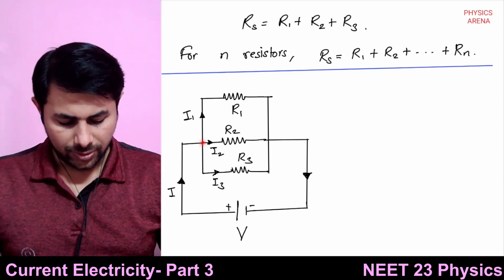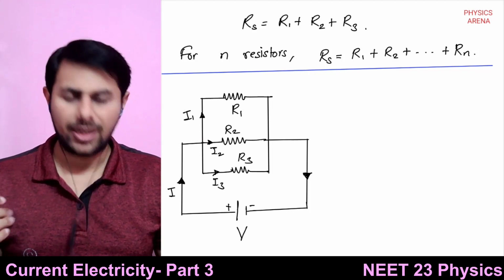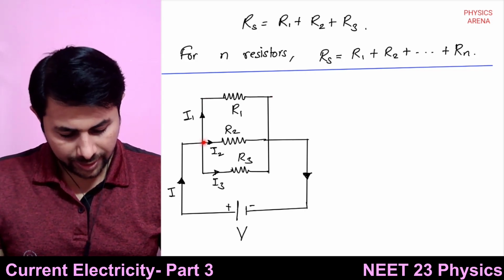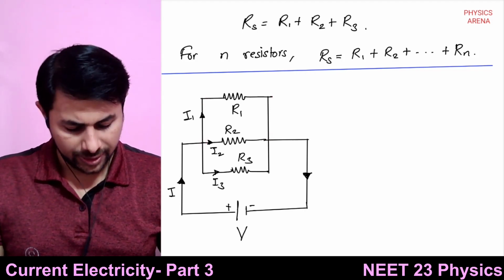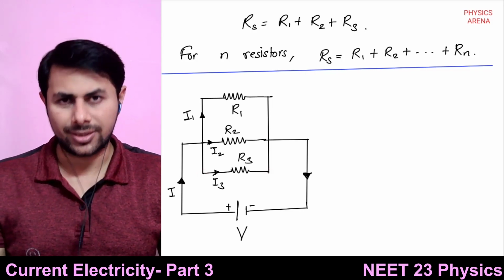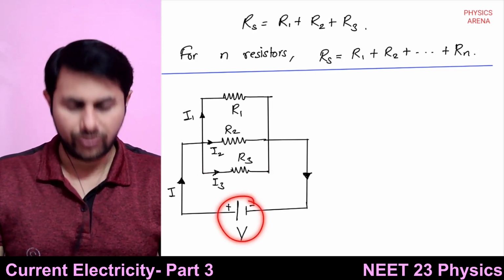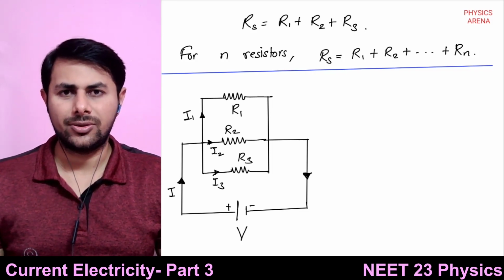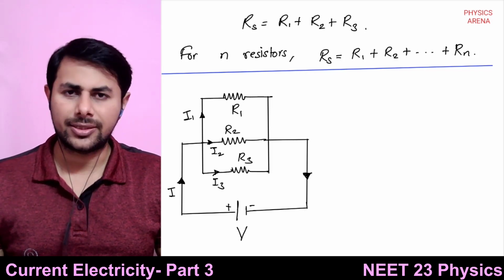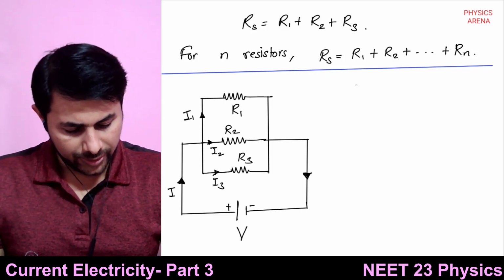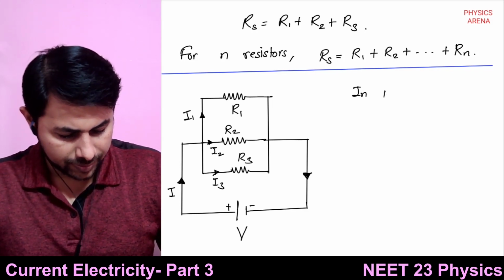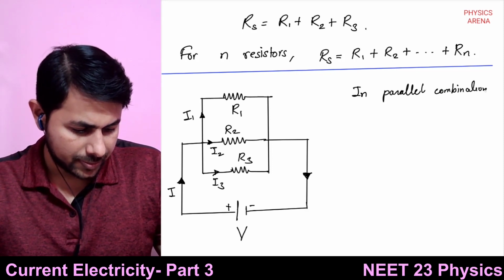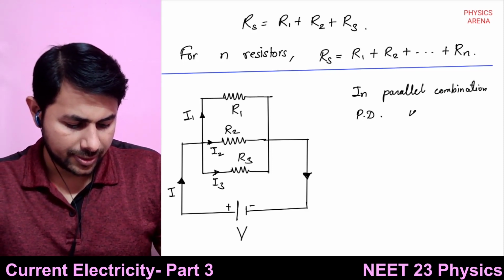So now this is parallel combination. What will be the potential difference across all these resistors? The potential difference across the first resistor is equal to the potential difference across the second resistor, and it is equal to the potential difference across the third resistor, and it is equal to V, right? So in parallel combination, potential difference is common. The potential difference across all these resistors would be the same.